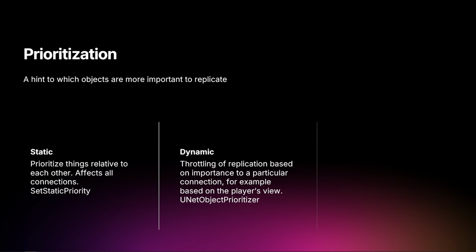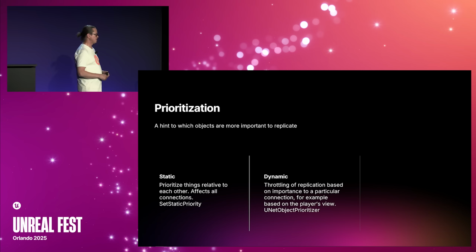And prioritization. We don't use the net update frequency to prioritize or throttle replication. Instead, we use prioritization. So the net update frequency controls how often we poll your object and check for dirty properties, whereas prioritization will dictate when something is replicated or not. So priorities are accumulated until the object is replicated, and then it's reset.